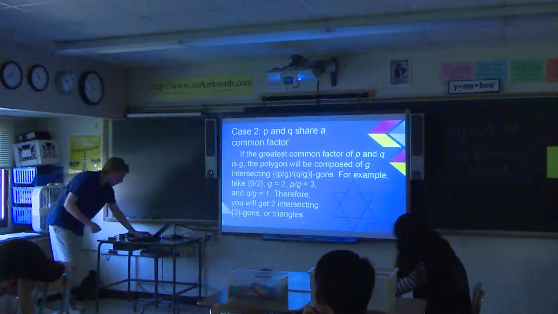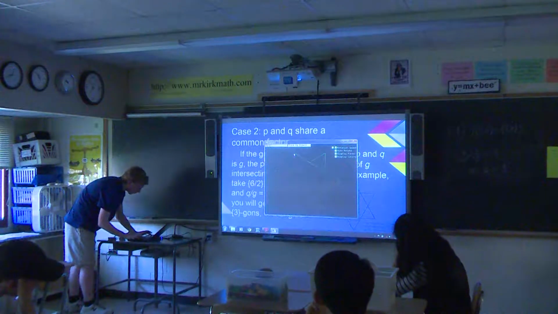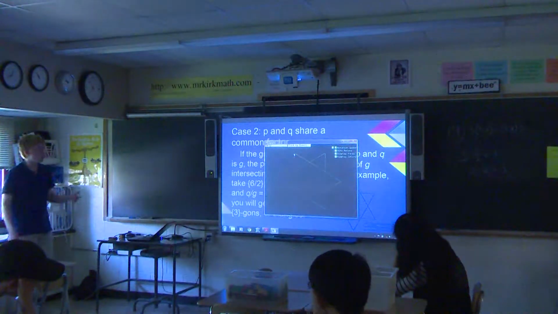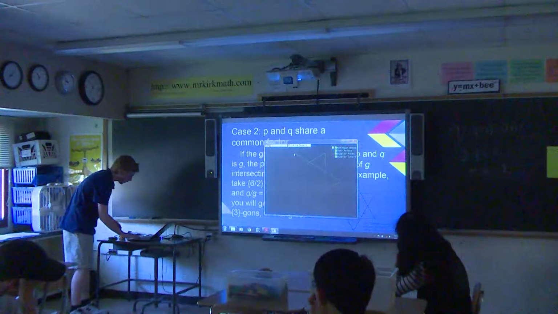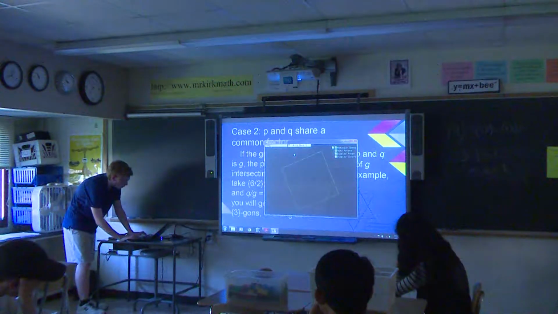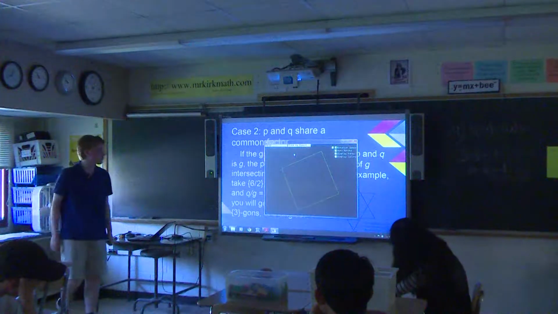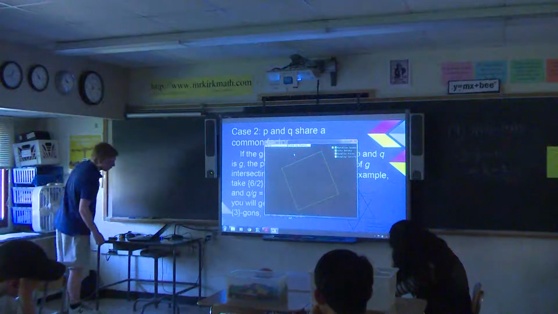Another example would be, say, 8/2. Again, your greatest common factor is 2. Factor that out, you get 4. You're going to get 2 intersecting squares. And the program has a handy color option where it highlights each of the squares in different colors, so you can see, yeah, that's actually 2 different squares.